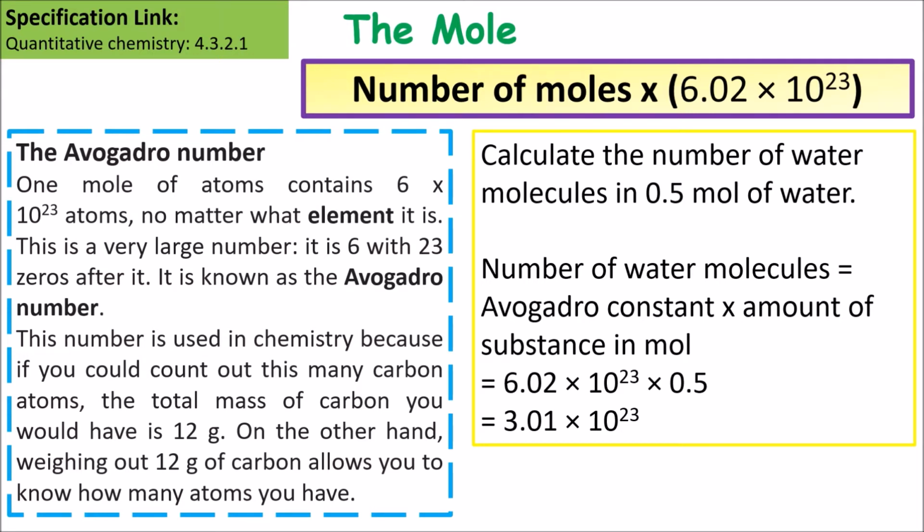So if we were going to calculate the number of molecules of water in 0.5 moles, all you do is take Avogadro's number, which is 6.02 times 10 to the power of 23, times by 0.5, which would come out as 3.01 times 10 to the power of 23.